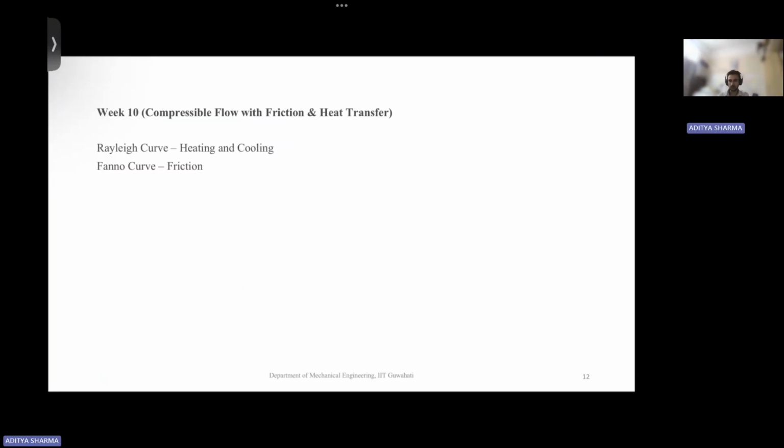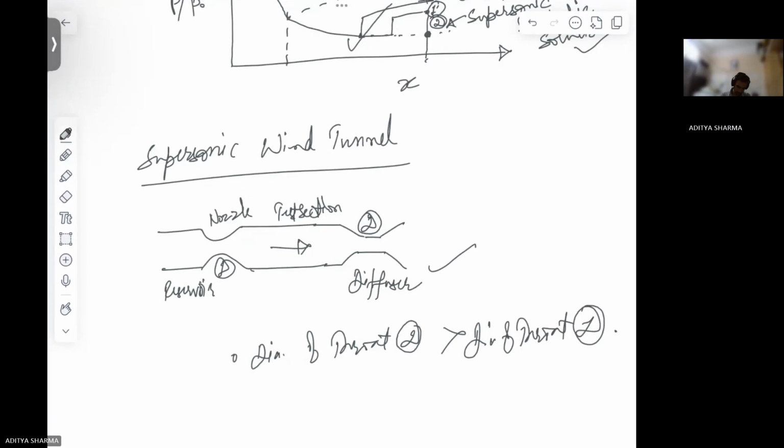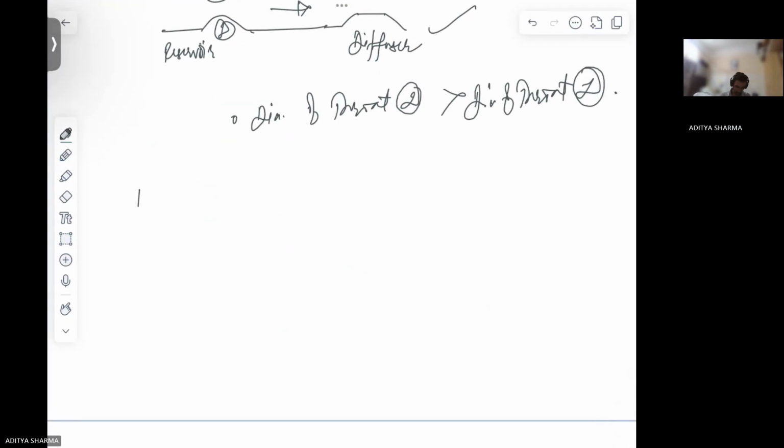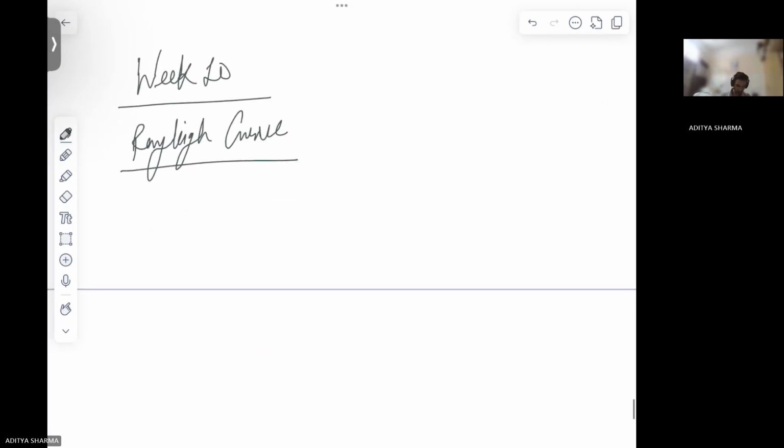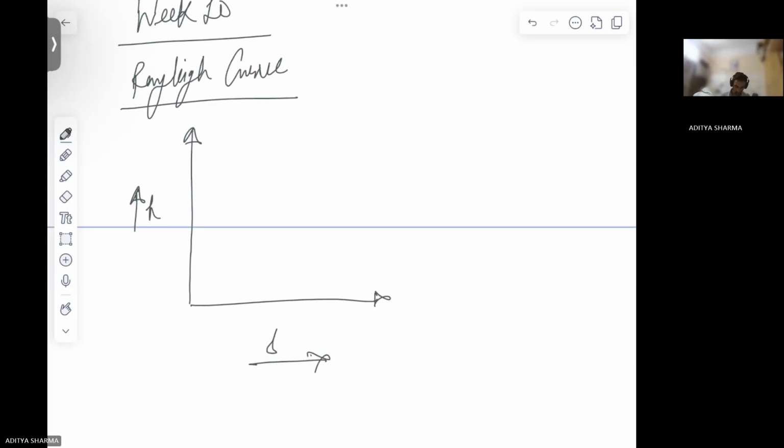There is the Rayleigh curve and Fano curve. Rayleigh curve is related to your heat and Fano curve is related to your friction. This is a Mollier diagram like this.